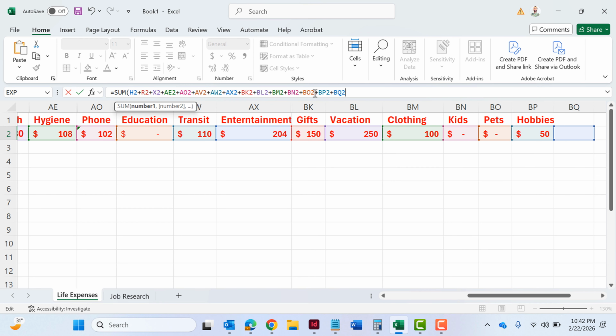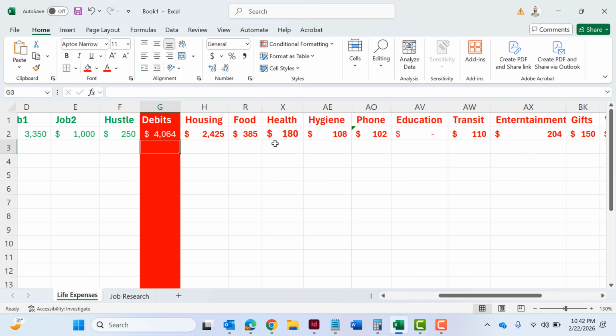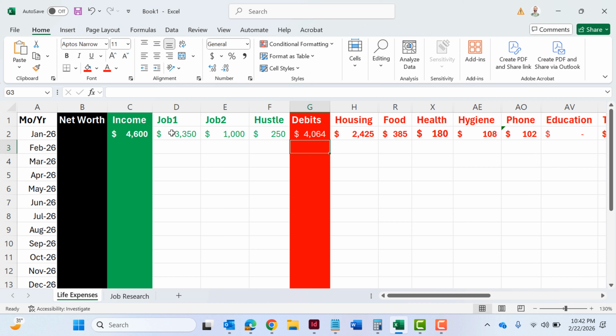Let's look at this equation. This is very long. We've got H2, R2, X2, AE2. You get the idea. All of these should be added with pluses, no colons, because we've already done the in-between. Once you see all those, you can hit enter. Now, obviously, anyone hopes that our income is not exceeded by our debits. And in this case, it looks like we've almost got $600 extra here.